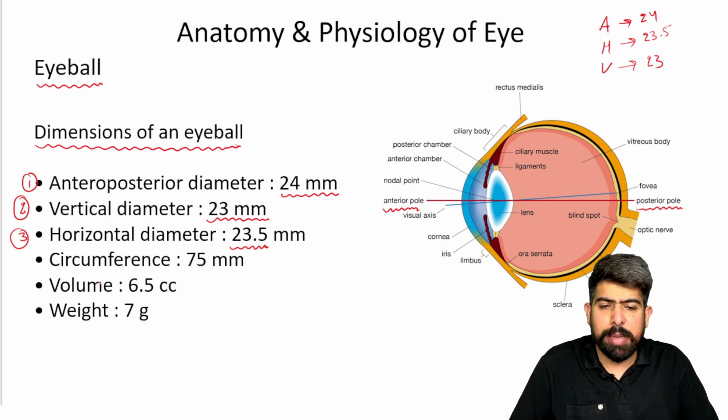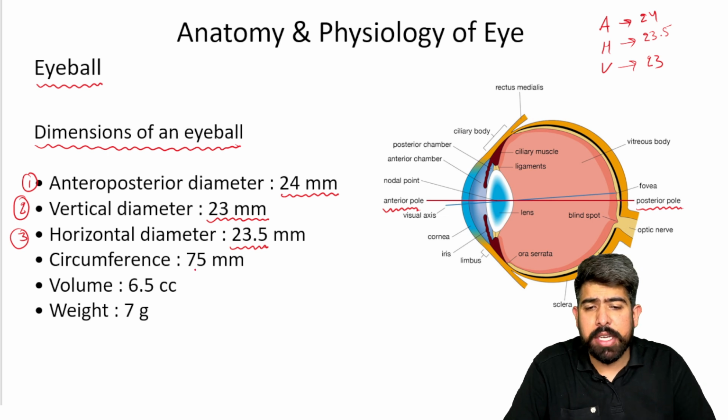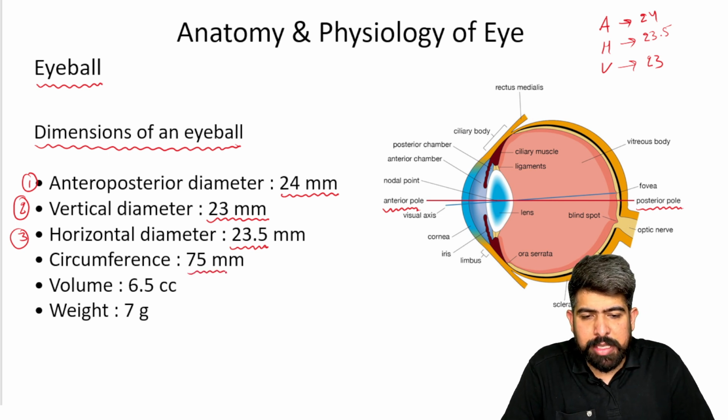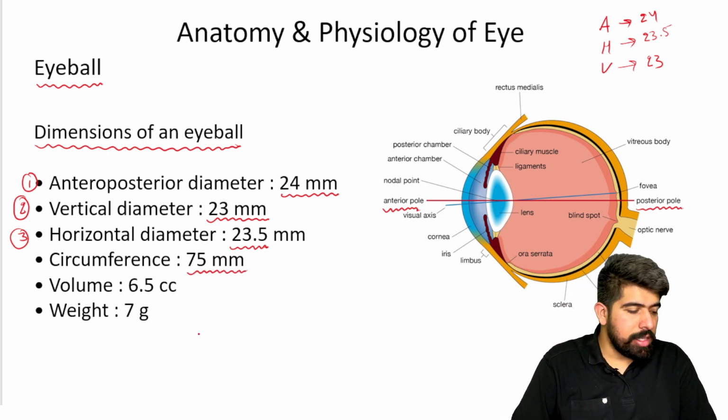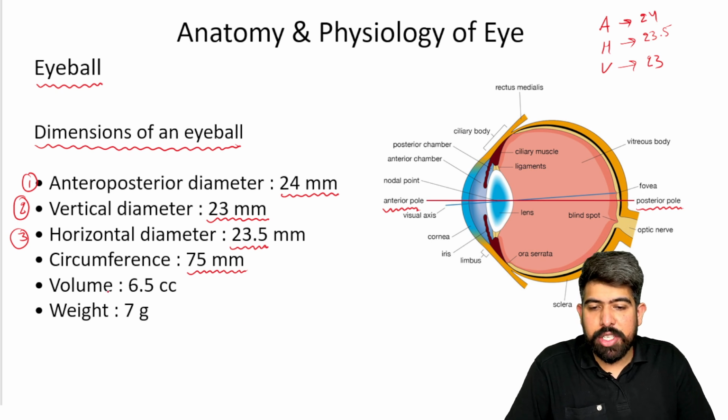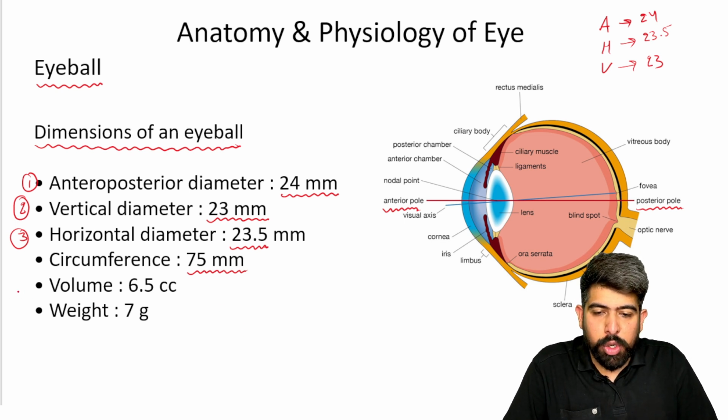Also, they can sometimes ask you the circumference; the whole circumference of the eyeball is 75 mm. The important thing which is already asked in your exam is the volume of an eyeball. So what do you mean by the volume?